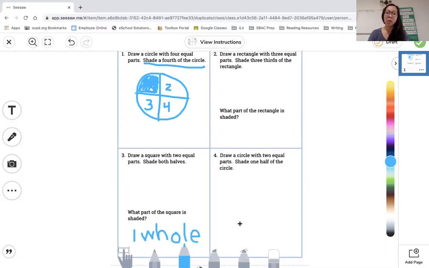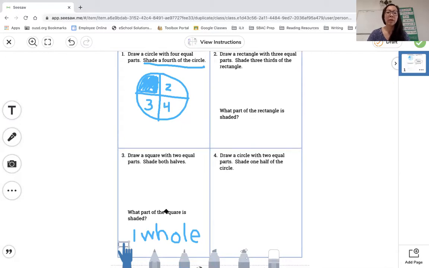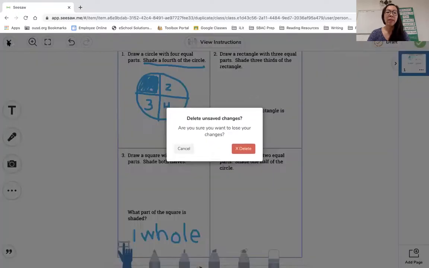So I could try writing it out. I can also just type it out, one whole, and move it to where it belongs. So we're making sure that we're doing that. Number 4, we're going to draw a circle with 2 equal parts and shade 1/2 of the circle. Okay, that's going to be our math work today.